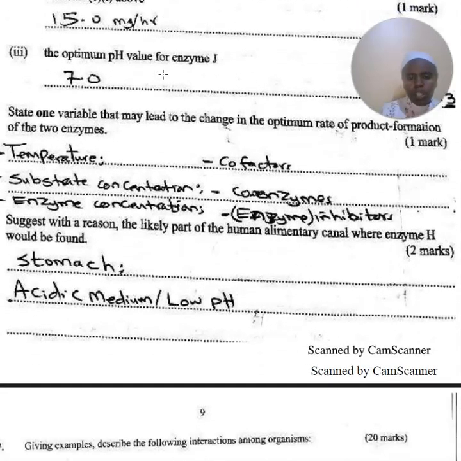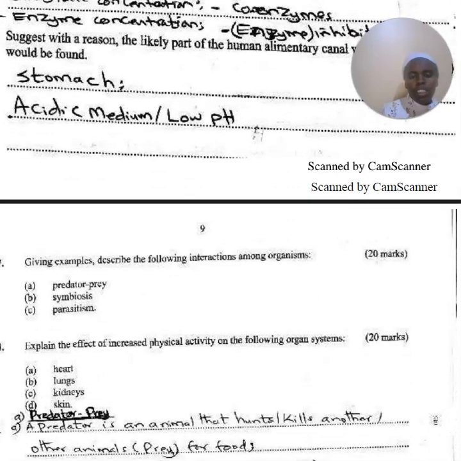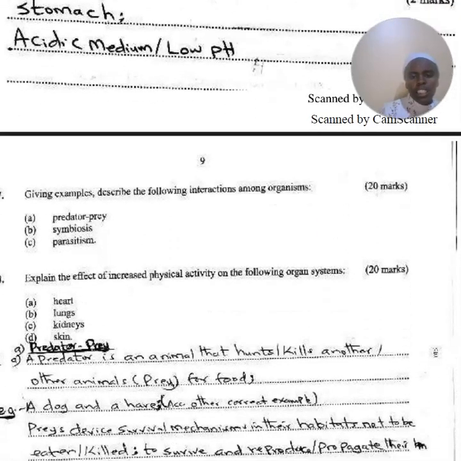Then you state one variable that may lead to change in the optimum rate of product formation of the two enzymes. So in short, that question is asking you about the factors that affect enzyme activity. You can talk about temperature, substrate concentration, enzyme concentration, coenzyme, cofactor, and enzyme inhibitors. Suggest with the reason the likely part of the alimentary canal where enzyme H would be found. Enzyme H would be found in the stomach because it is working best under acidic medium.